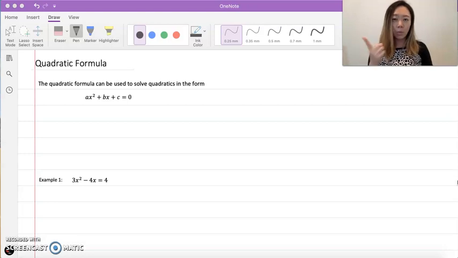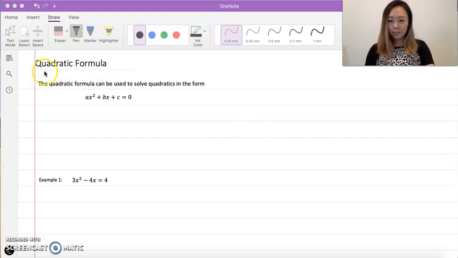So the first one was the square root method, which is what we learned last week. This week we're going to learn the second method, which is the quadratic formula. And then next week, we're going to learn the last method, which is called completing the square. So that will be our 3-lesson series on solving for x when you're given a quadratic function. So why don't we go ahead and get started?